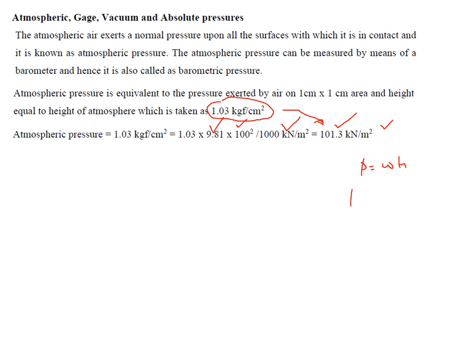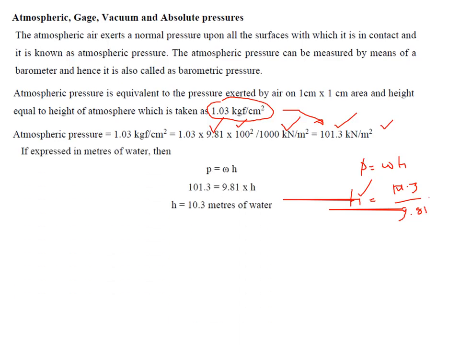So I'm interested to find the meters of water. So this 101, which is kilonewton per meter square, is divided by specific weight of water. If you divide by specific weight of water, 9.81, then you will get meters of water. So atmospheric pressure is also measured in terms of meters of water, which comes to about 10.3 meters of water. So you can also remember that H is 10.3 meters of water.